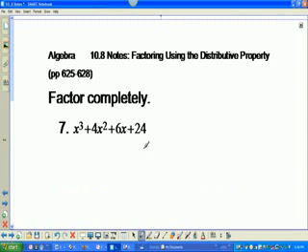Okay, now let's factor number 7 completely. This one's a little bit different. Notice there are 4 terms. So here's what I'm going to do. I'm going to factor 2 terms at a time.